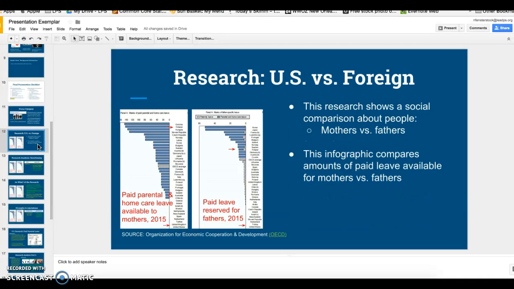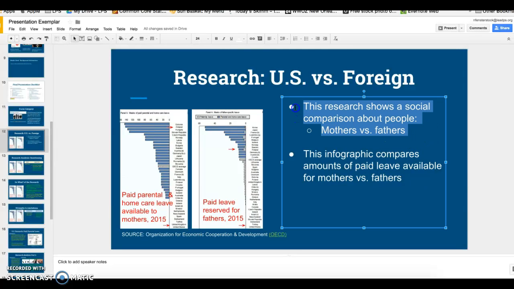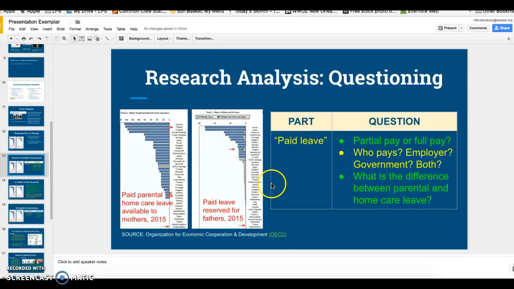Next, you have your slide on the research. You could do 2 slides for this. You could do context for the US and context for your foreign country, or you could put them on one slide like I have here. What this slide is for is to again give us a bit of an overview. What is the general idea of the specific research you're going to be looking at and the question that you're trying to answer, okay? Then you jump into the 3 steps of analysis that we reviewed last class.